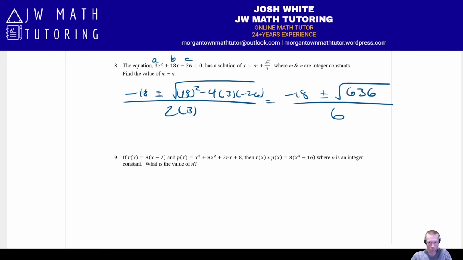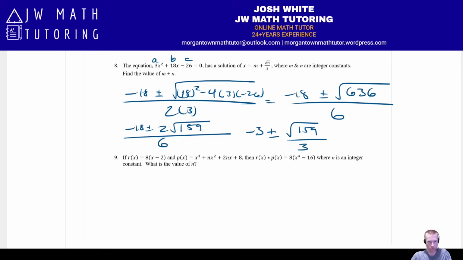636 divides by 4, and it turns into 159. 4 times 159. So the square root of 4 comes outside as a 2, and then we have a 6. Then you divide the 6 into both terms. Negative 18 over 6 is negative 3, plus or minus root 159. 2 over 6 becomes 1 over 3.